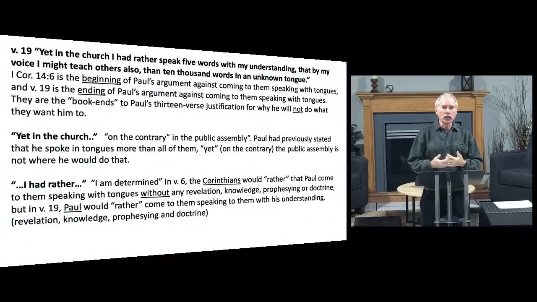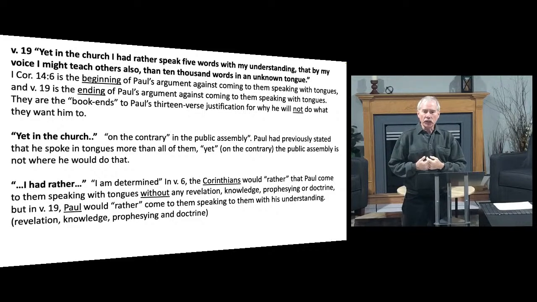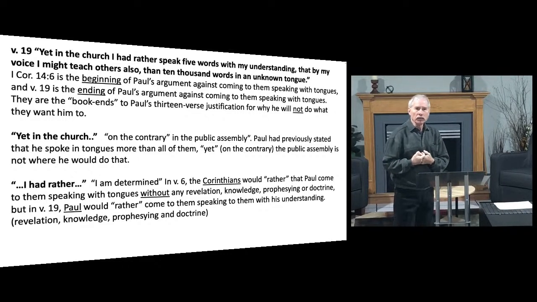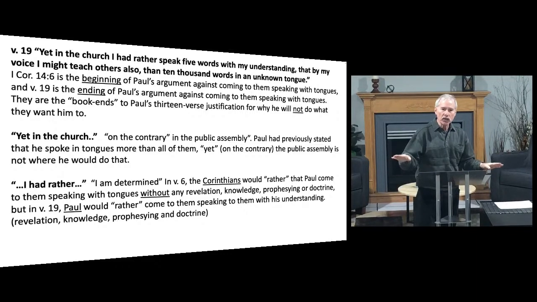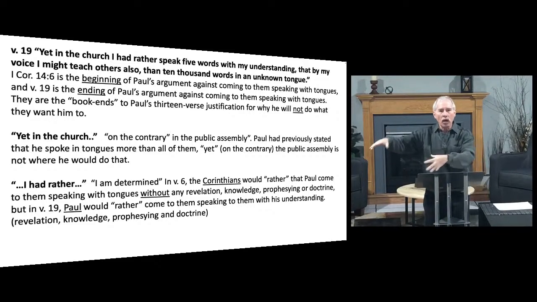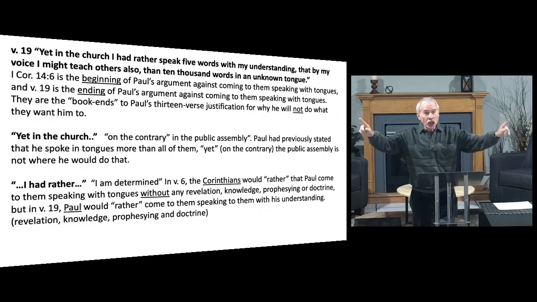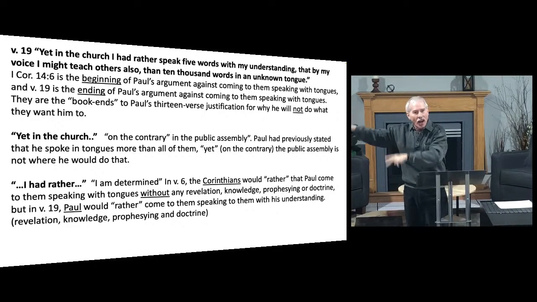Now, the phrase "I had rather" is a real weak translation of what Paul originally said in the Greek, where it actually means I am determined. In verse 6, the Corinthians would rather that Paul come to them speaking with tongues without any interpretation. That's what they wanted Paul to do. They were saying to him, we are determined that you come and speak with tongues to us. And Paul is saying, no. I am determined that I will come to you with revelation, knowledge, prophesying, and doctrine.